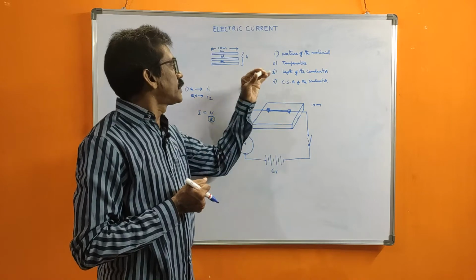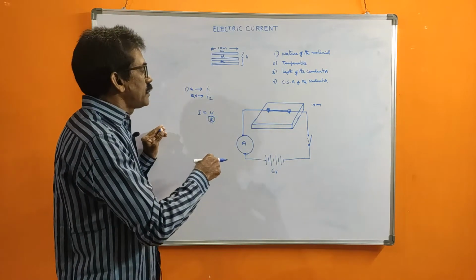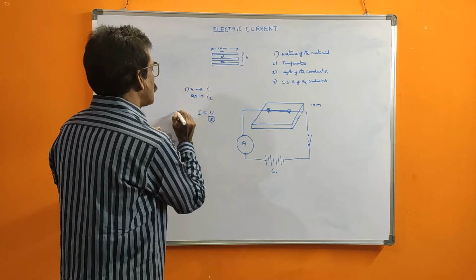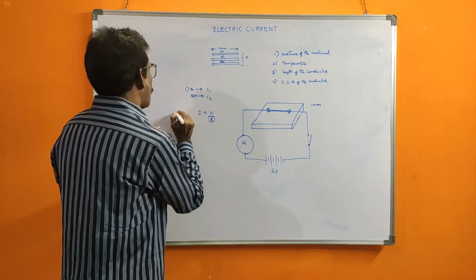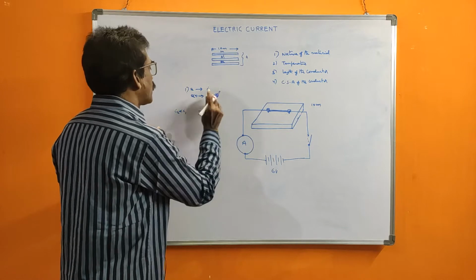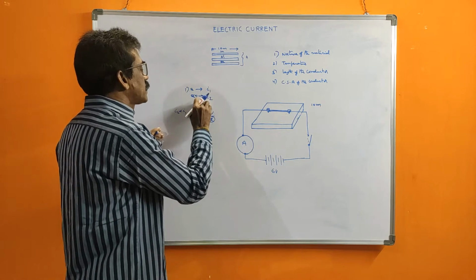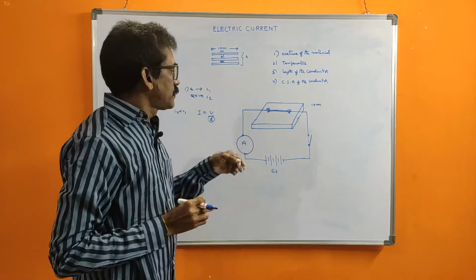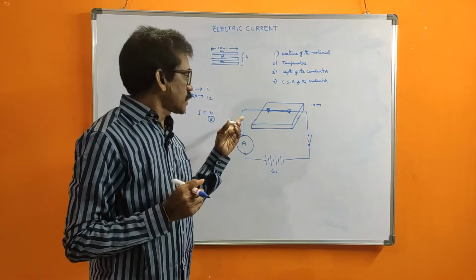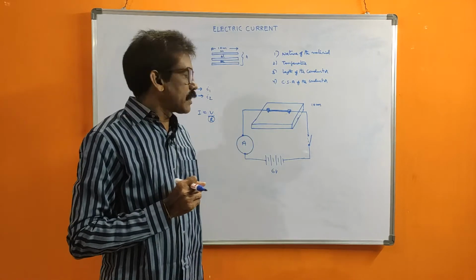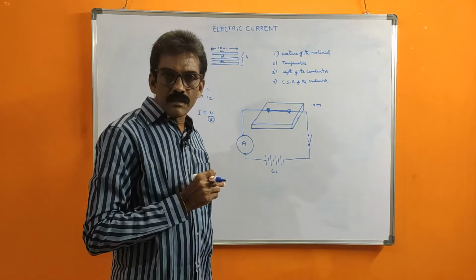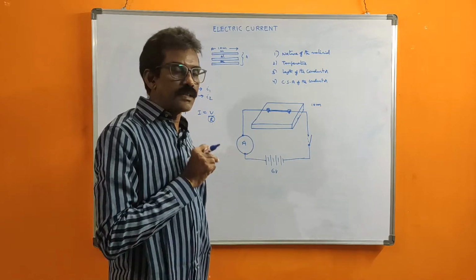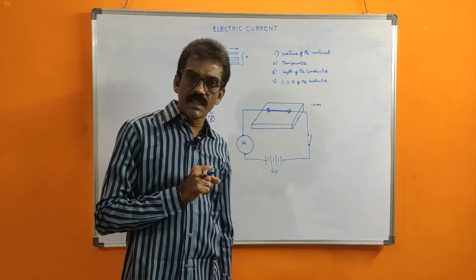That means resistance depends upon the temperature. How it depends: in this case I2 is less than I1, I1 is more. That means as temperature increased, the current decreased. Why? Because of the first law, the laws of resistance. The resistance is directly proportional to length. Length increased means resistance increased.